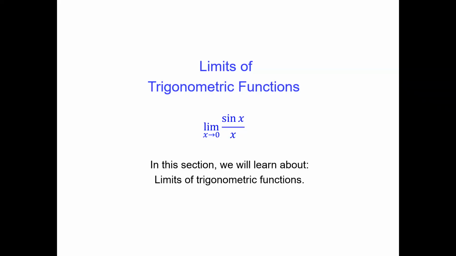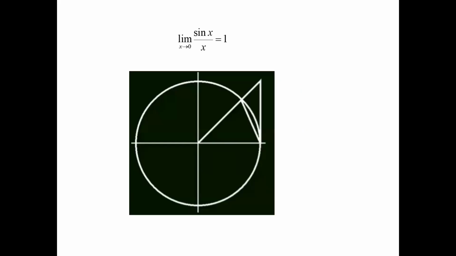Limits of trigonometric functions. In this video, I will show that the limit as x approaches 0 of the function sine of x over x equals 1. We probably know this, but let's just prove it. Let's show that this is definitely true. That's the property, and I will use this nice graph.